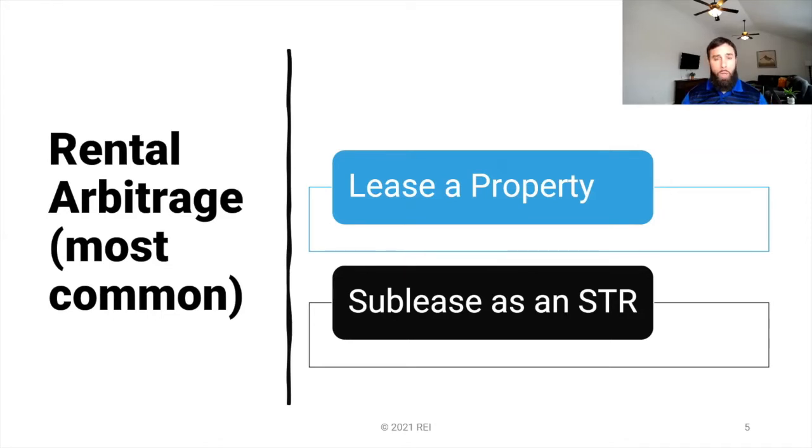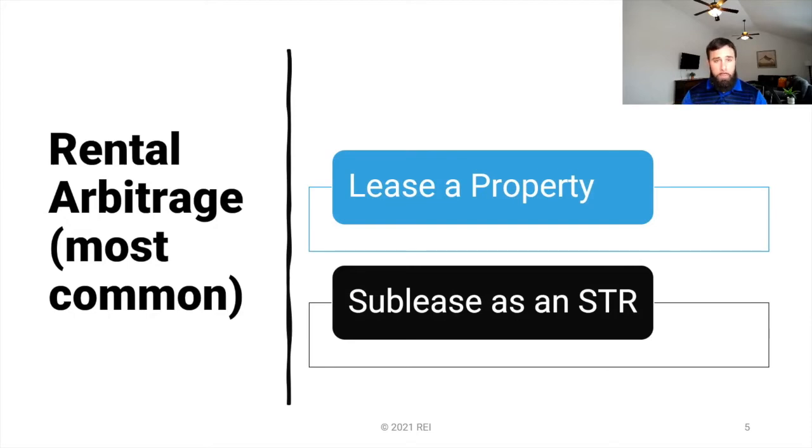So again, rental arbitrage is simply going to a homeowner and renting a home or an apartment complex, individual apartments, wherever the case may be. I can rent out a property, rent out an apartment, with the intentions of putting it on as a short-term rental. It's as simple as that.